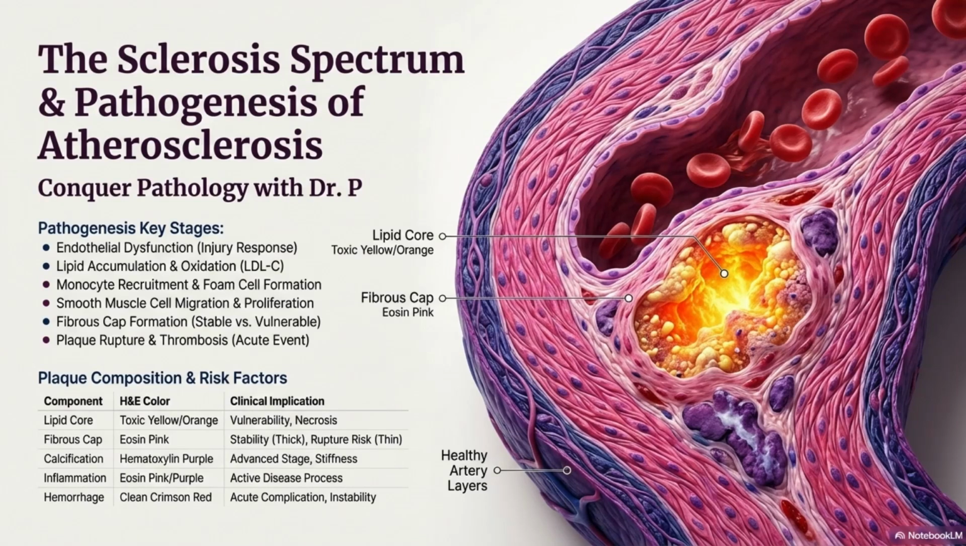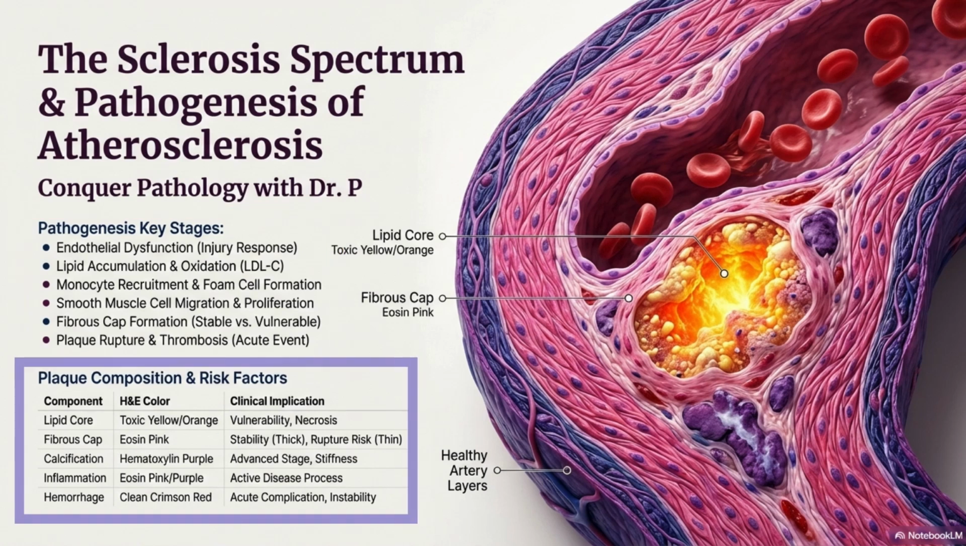Now let's move on to our next massive topic, the sclerosis spectrum and pathogenesis of atherosclerosis. Look at our title slide. We are going to master the 6 key stages of pathogenesis today: endothelial dysfunction, lipid accumulation, monocyte recruitment, smooth muscle cell migration, fibrous cap formation, and finally plaque rupture.